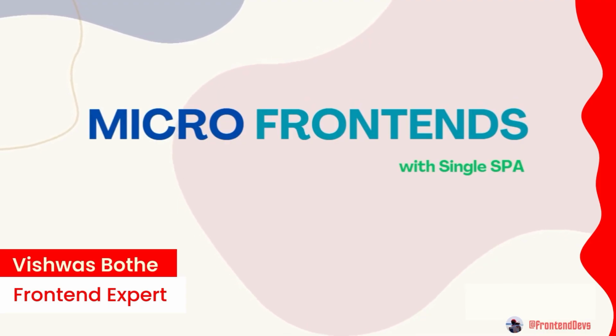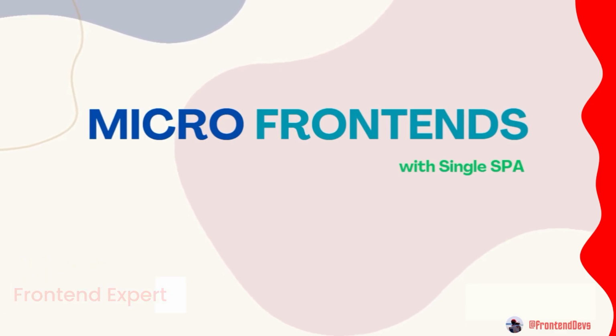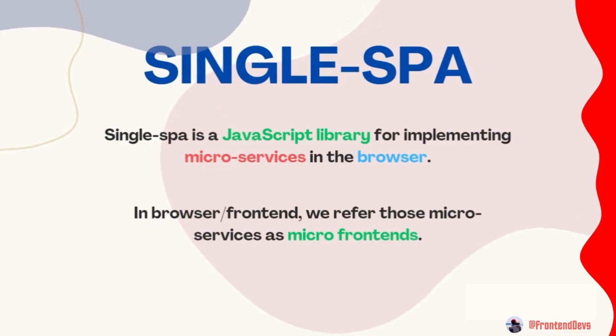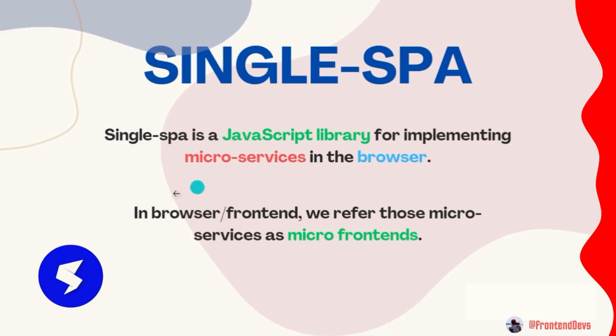In today's video, we'll discuss microfrontends by using single spa. Single spa is a JavaScript library for implementing microservices in the browser. In the browser or frontend, we refer to those microservices as microfrontends.